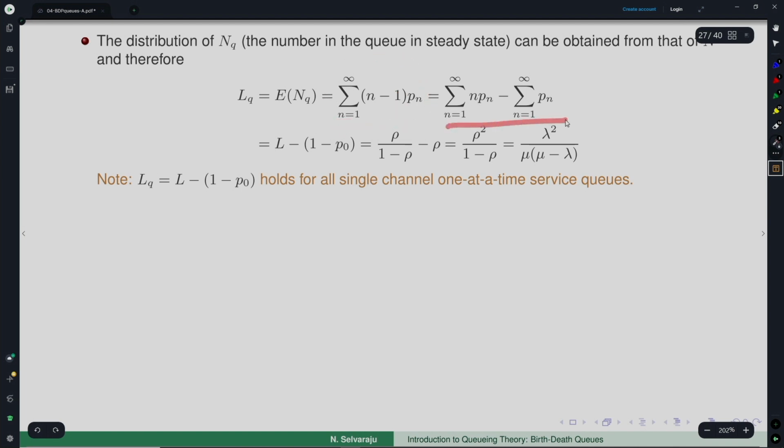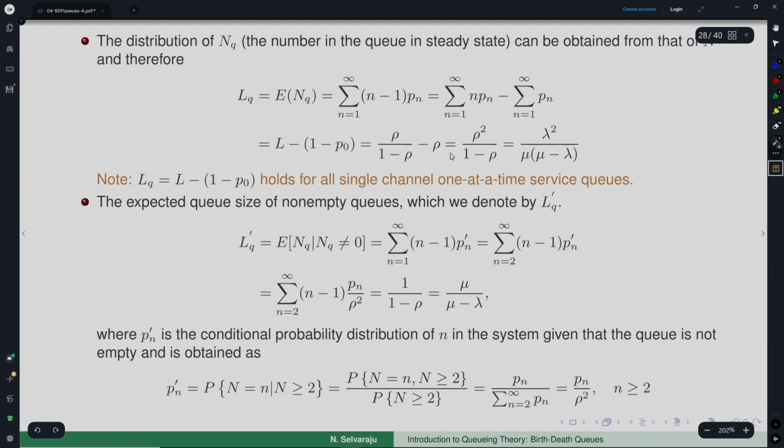This can be written in terms of L and 1 minus P naught, and this equality holds for all single channel, one at a time service queues, which we have seen earlier as a general result. Now we have computed L, so you substitute it; 1 minus P naught is also rho. So you get this expression, rho square by 1 minus rho. L was rho by 1 minus rho, Lq is rho square by 1 minus rho, which in terms of lambda and mu is this.